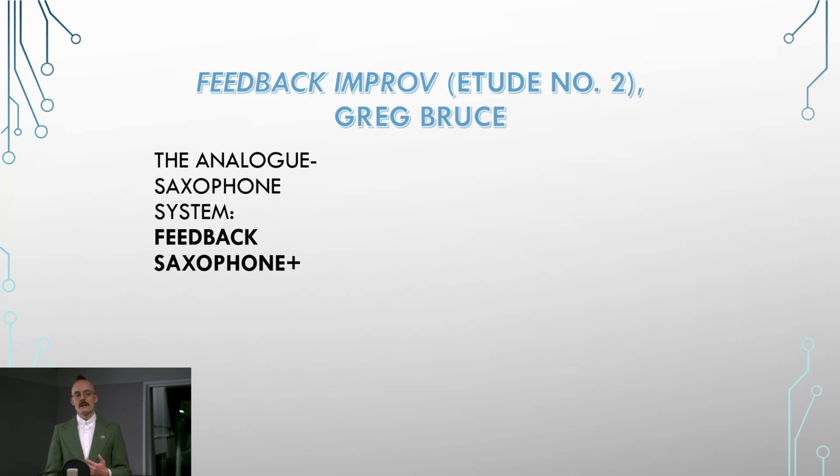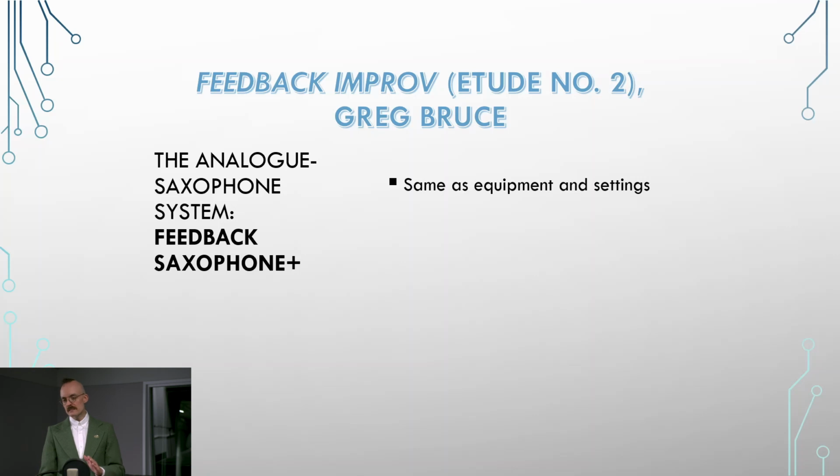As I discover idiomatic language using these limited musical means, the improvisation coalesces and congeals into a composition. So this is not just a totally free improvisation. It's an improvisation that is working with a particular set of vocabulary that explores particular musical ideas that eventually will turn into a composition that will be notated. So that's why I have this listed, the analog saxophone system, as Feedback Saxophone Plus.